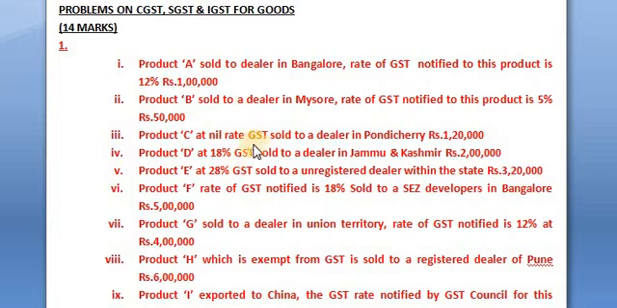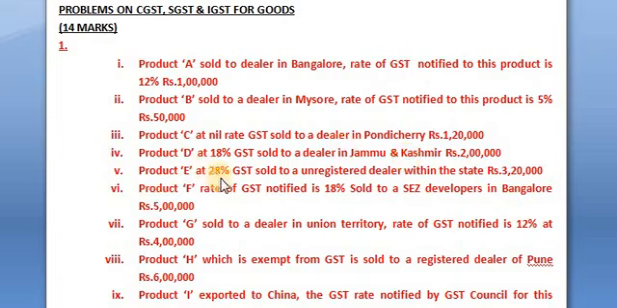Next, product D at 18% GST sold to a dealer in Jammu and Kashmir. Jammu and Kashmir is an interstate transaction where you need to calculate IGST. 2 lakh into 18% IGST you have to calculate.